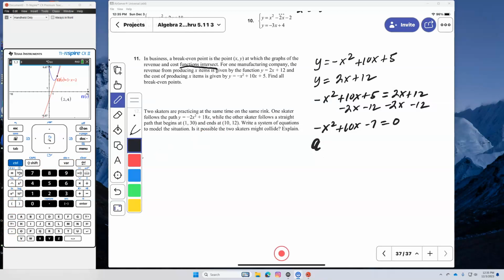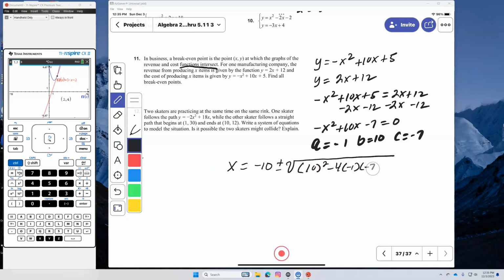So I need to identify a, which is negative 1, b, which is 10, and then c, it's negative 7. So I have x equals negative b, which is negative 10, plus or minus the square root of 10 squared minus 4 times negative 1 times negative 7, divided by 2 times negative 1. So x equals negative 10 plus or minus the square root.